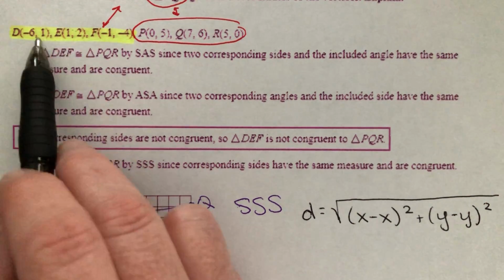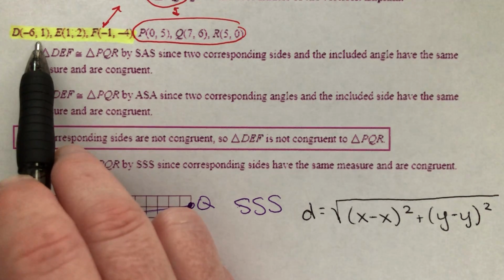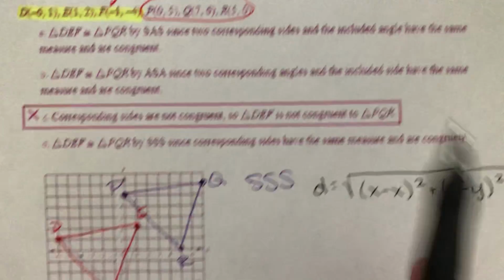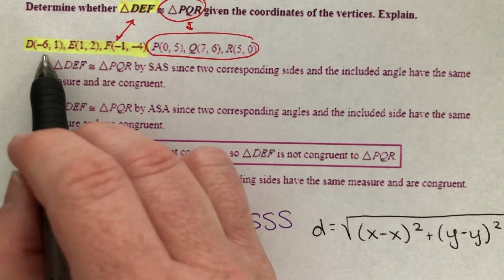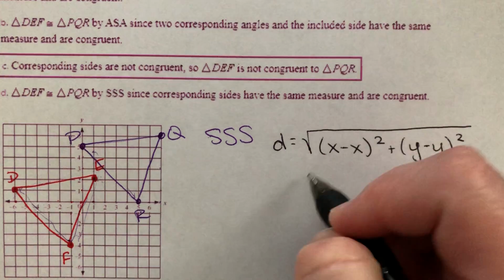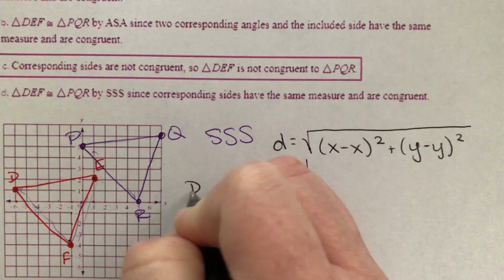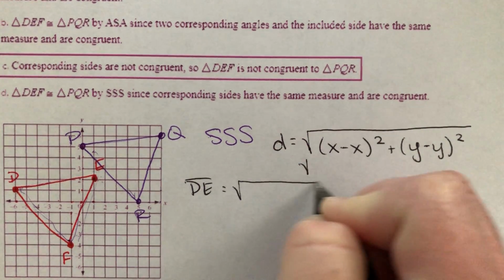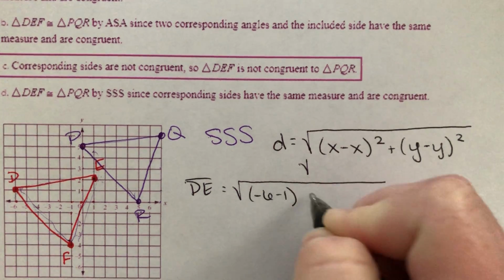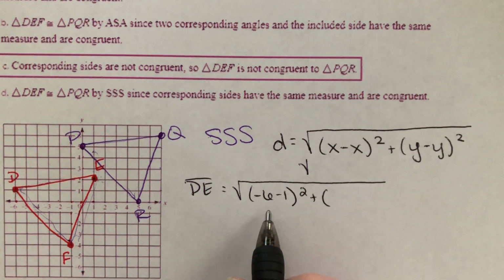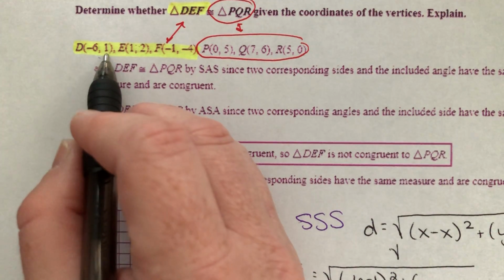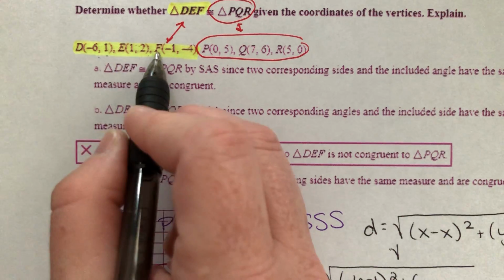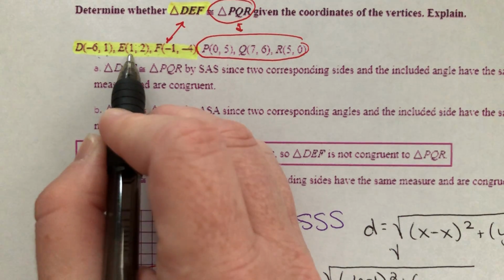So first I want to find the length of side DE. D is at negative 6, 1. E is at 1, 2. It's this top side here, DE. Okay, so negative 6 minus 1 for x minus x. Oops, here I'll do DE. Square root of (negative 6 minus 1) squared plus, and since I started with negative 6 here, I have to start with its partner y first when I subtract my y's. I did negative 6 minus 1, so I've got to do 1 minus 2 for the y's.